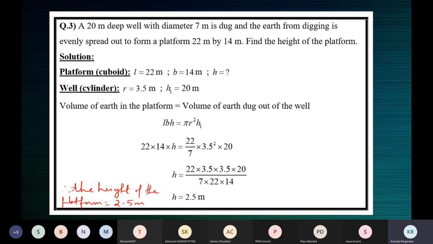In word problems, you must always leave your answer in a sentence. Don't leave it the way you saw it earlier on the slide. Never leave the answer to a word problem like that, H is equal to 2.5 meters. Please leave your answer as a sentence. Therefore, the height of the platform is equal to 2.5 meters.